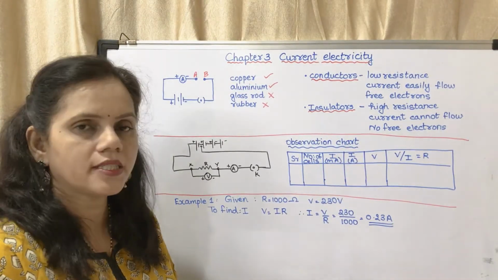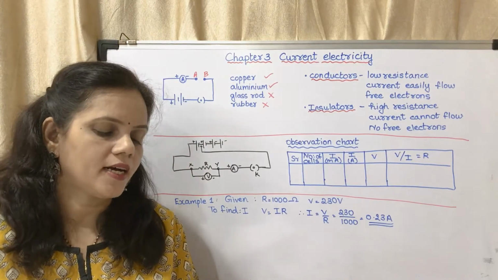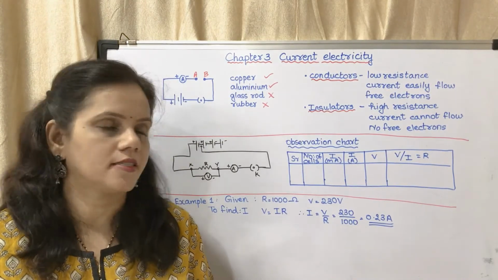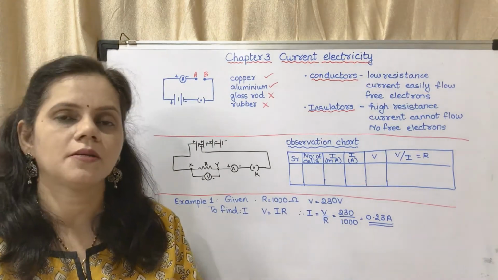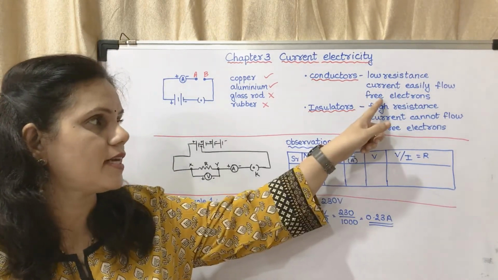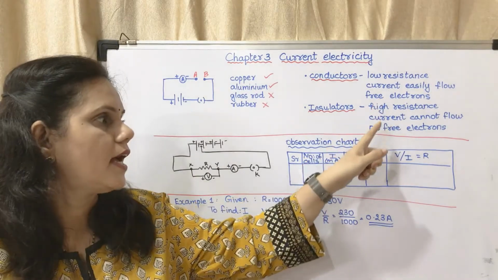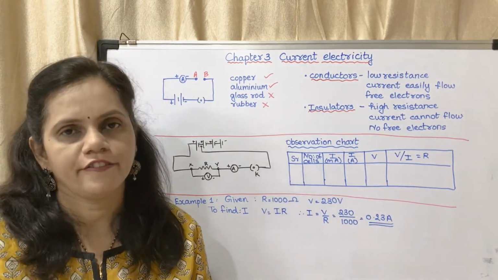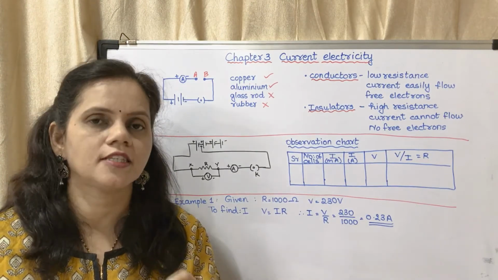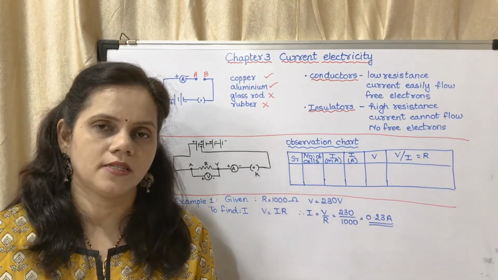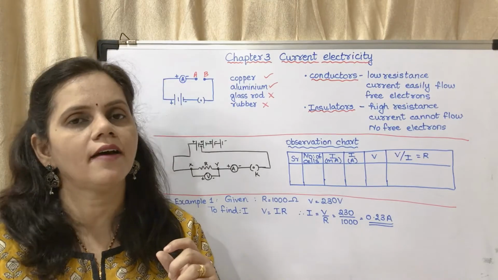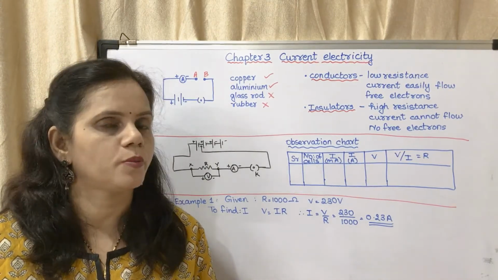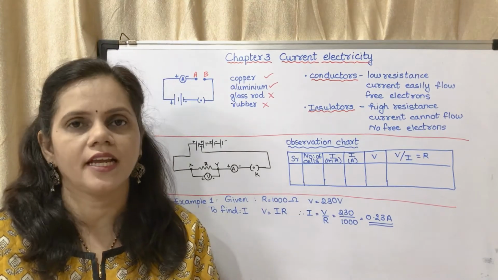Now there are 2 questions given there. Why are some substances conductors while others are insulators? Okay, because some substances are conductors because they have free electrons and some substances are insulators because they do not have free electrons. The answer is this. You may write there, some substances are conductors because they have free electrons and some substances are insulators because they do not have free electrons.